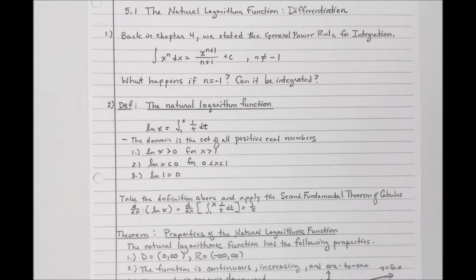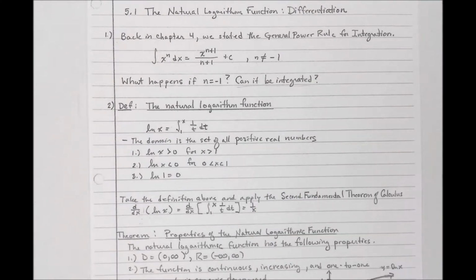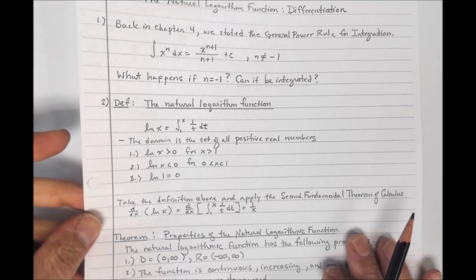What happens though if n is actually equal to negative 1? And of course, can it be integrated? Well, as it turns out, yes it can, just can't be integrated using the general power rule. So we have this definition, which is a unique looking definition, quite a bit different than the definition that we had in pre-calculus when we talked about the natural log function.